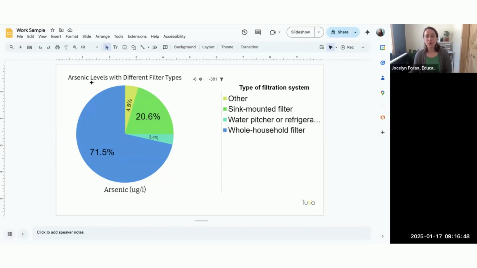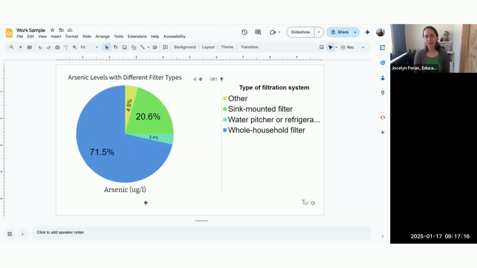I also really appreciate that they have a key over here that easily breaks down those 4 different filter types and assigns colors to them to make the visualization more appealing. And finally, I noticed that they have dragged arsenic, micrograms per liter, over here to the x-axis, and that their font is of a reasonable size that makes it easily read.